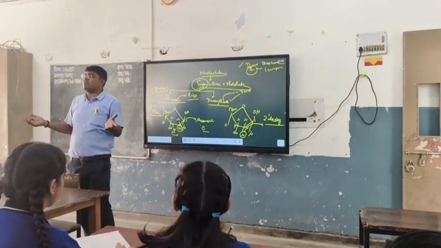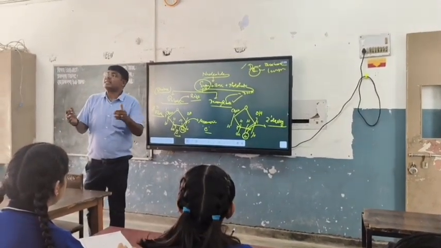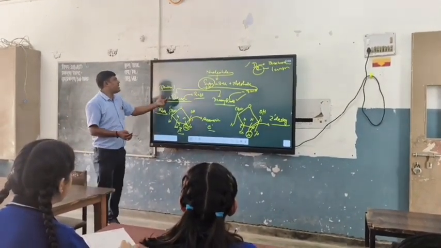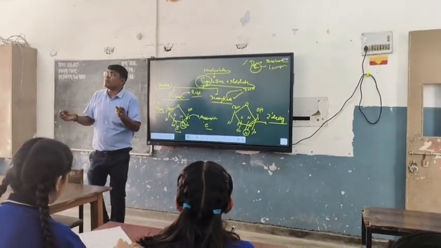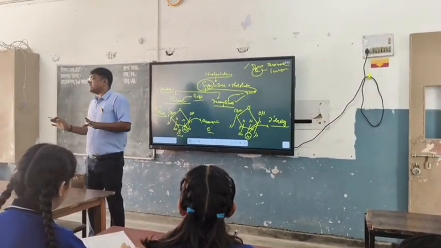Why is it called deoxyribose? Because the sugar is deoxyribose. And RNA is called ribose. Why is it called ribose? Because ribose sugar is present.